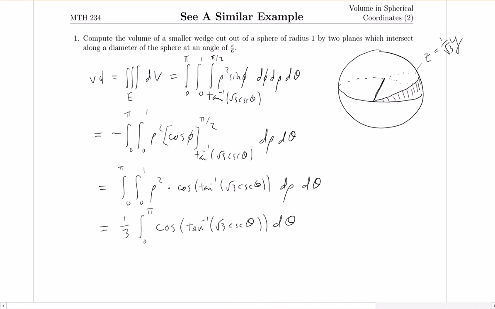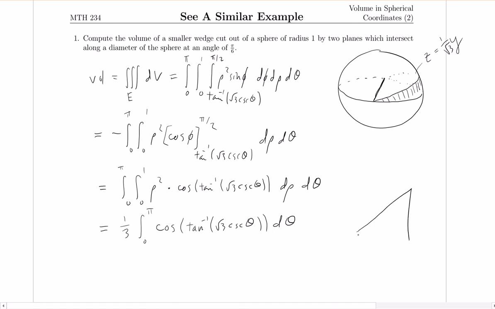Now, what do we do here? This does not look easy to integrate, so we have to use some tricks. If you remember from Calc 2, when you did trig integrals and trig substitutions, there's a way to rewrite things like this when you have a trig function inside of an inverse trig function, or vice versa. You can draw a reference triangle and rewrite it with fewer trig functions. So let's try to do that.